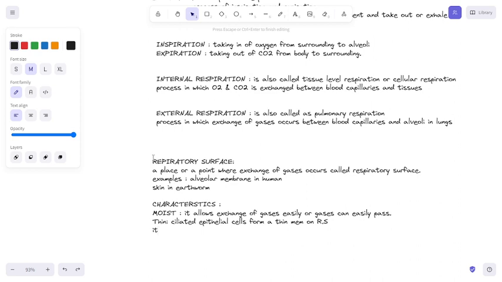Why is it important to be thin? Because it decreases the distance of diffusion, or we can say the diffusion process easily occurs.